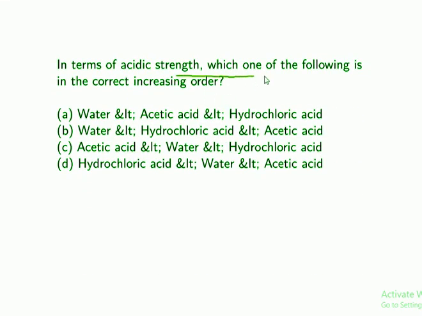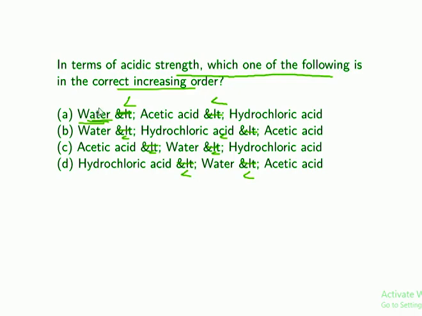In terms of acidic strength, which one of the following is correct in increasing order? Increasing order is nothing but small to big. We have to compare the acidic strength of the following. Here the acidic strength of water will be less, you know it, right? The pH of water is neutral, right? So water. Here actually the symbol should come like this. Everywhere here it is a typing mistake. A less than symbol should be there.